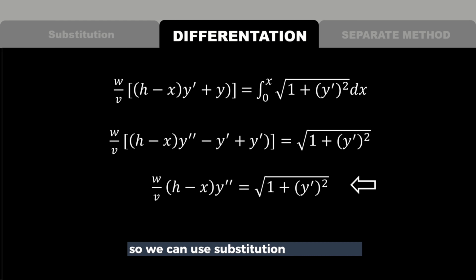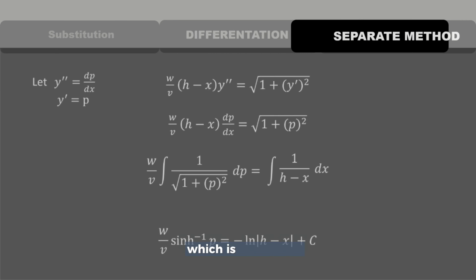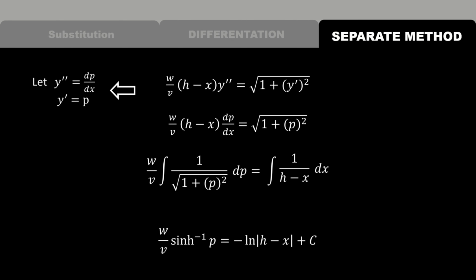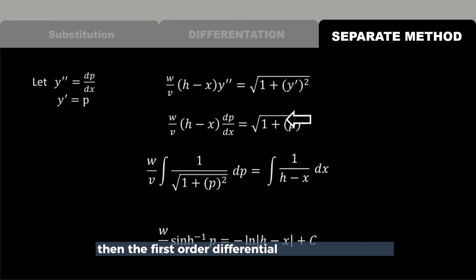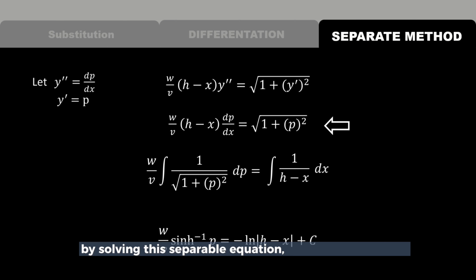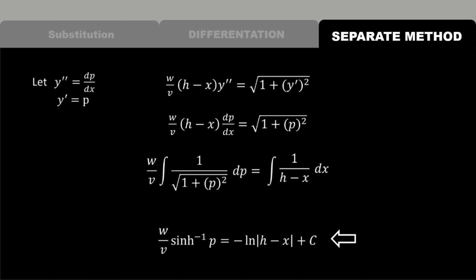So, we can use substitution to convert it into a first order differential equation, which is let y prime prime equal to dp over dx and y prime equal to p. Then the first order differential equation is formed. By solving this separable equation, we get this equation.